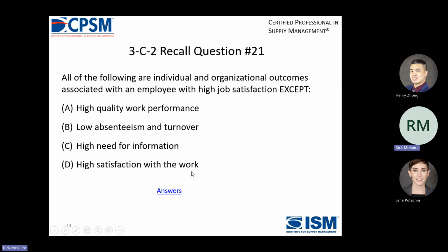So all of the following are individual and organizational outcomes associated with an employee with high job satisfaction, except which one does not belong with the others? B. What? What did you say? B or D or C. C? Charlie. Yeah. I guess I would kind of have to go with that too, because they all look like they would belong. Let's see what these guys have to say.